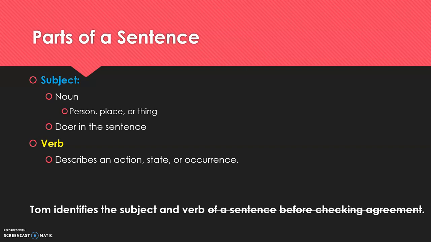Now we only have to look at that first part. Tom identifies the subject and verb. We identify Tom, our subject, which is singular, who is completing the action, which is identifies. From there, we can determine if we have the correct subject and verb, and this is a skill you should use when you are editing and looking over your own essays.